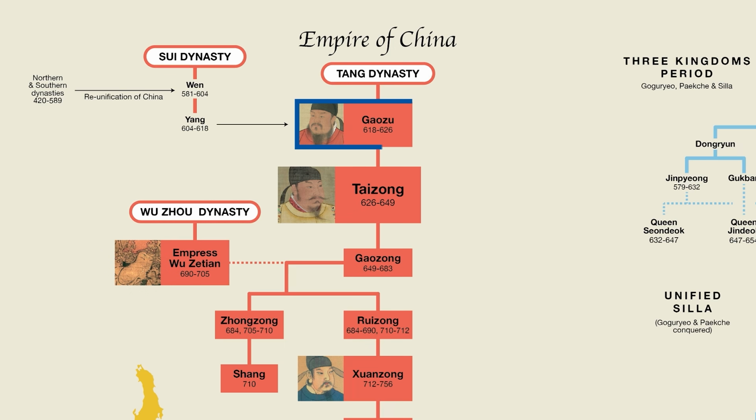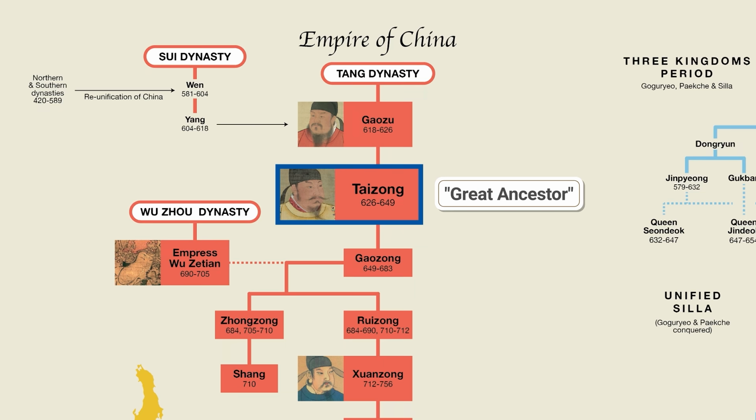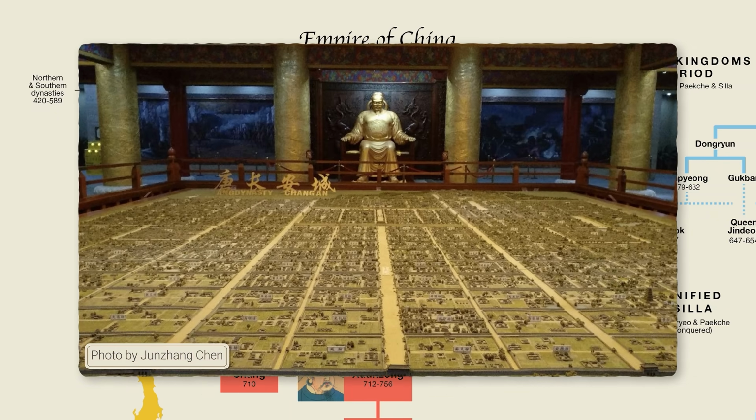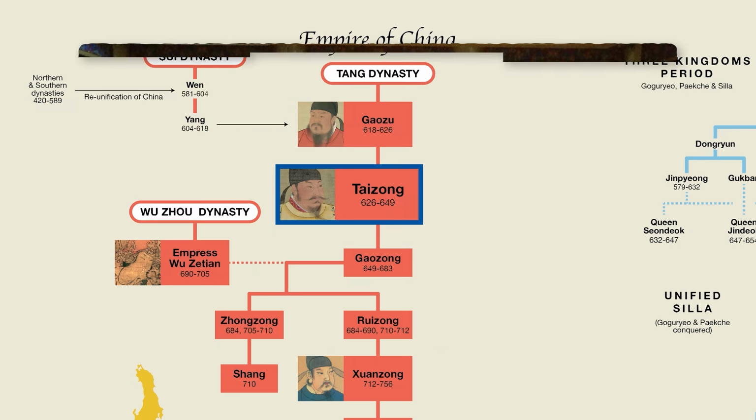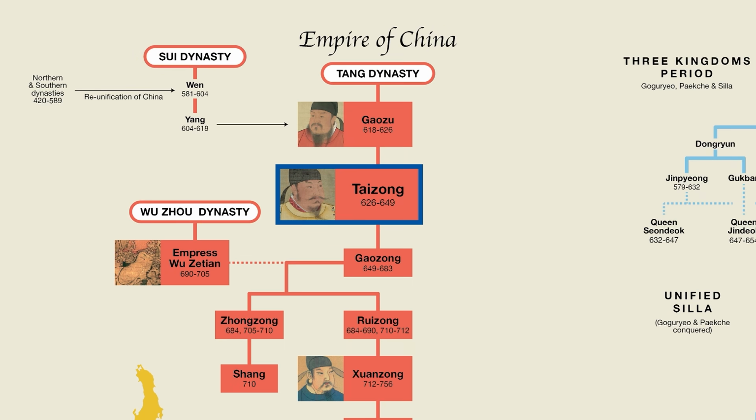Anyhow, Gaozu was followed by Taizong, who was given that name because it means great ancestor. What made Taizong so great was that he was open to following the advice of his advisors, which led China to reach new levels of wealth and stability, ushering in a second golden age. In fact, during his reign, China's capital city, Chang'an, became the largest and most prosperous city in the entire world, and thus most historians today consider Taizong to have been the greatest Chinese emperor of all time.